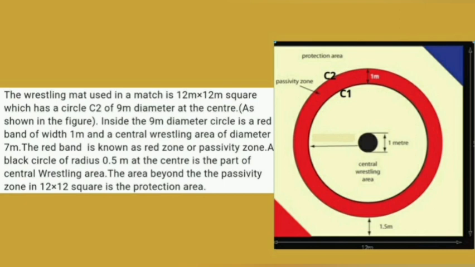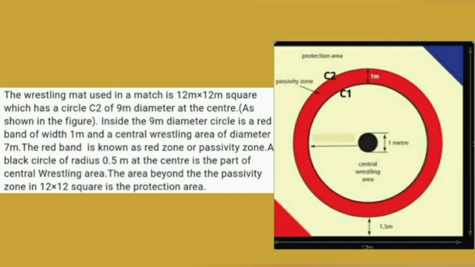a circle C2 of 9 meter diameter at the center, and inside the 9 meter diameter circle is a red band of width 1 meter. And then we have the circle C1 which outlines the central wrestling area, and has diameter 7 meter. And exactly in the center we have a black circle of radius 0.5 meter. So all these circles have the same center, that is the circle filled with black color, then circle C1 and C2 as marked in the figure. The area beyond the passivity zone, which is in red, is the protection zone.